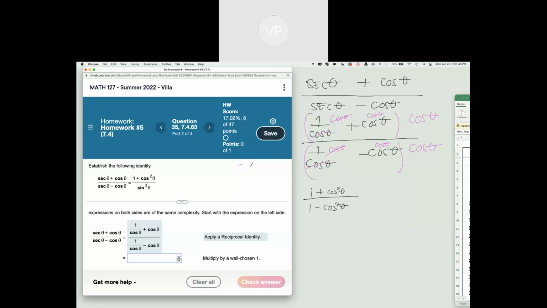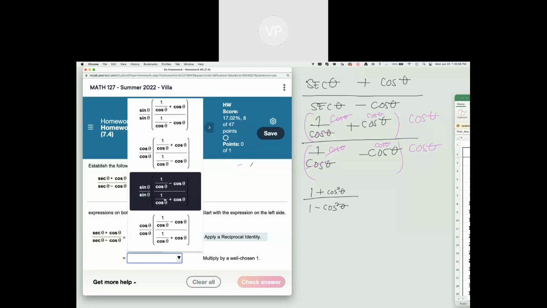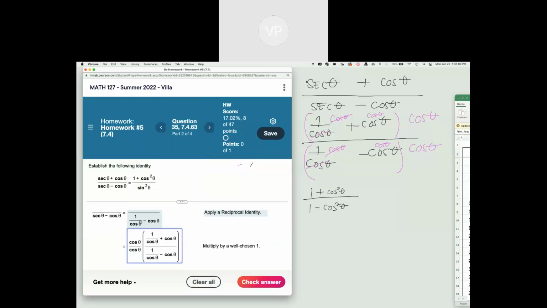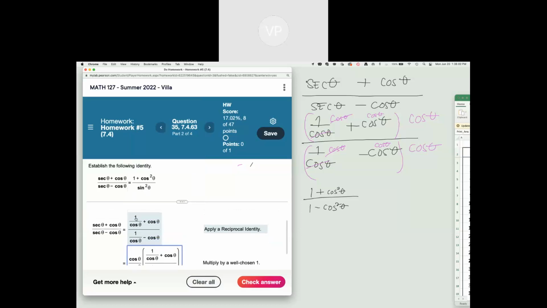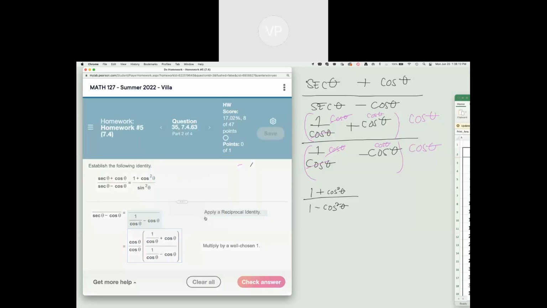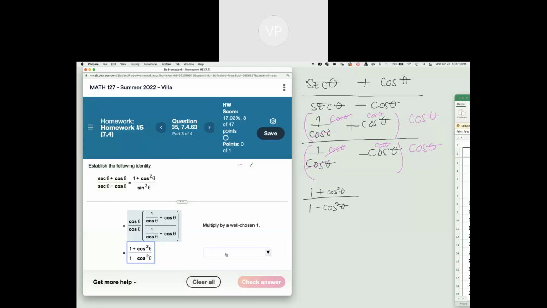So that's the well-chosen 1, the cosine over cosine, and it looks like we're going to multiply this one. This is kind of a weird problem, it's what you had a second ago: 1 over cosine plus cosine, 1 over cosine minus cosine, and we multiply top and bottom by cosine over cosine. That's my well-chosen one. And now, what does it become? Now I'm kind of ahead, that's fine. It becomes that, and how did we do it?